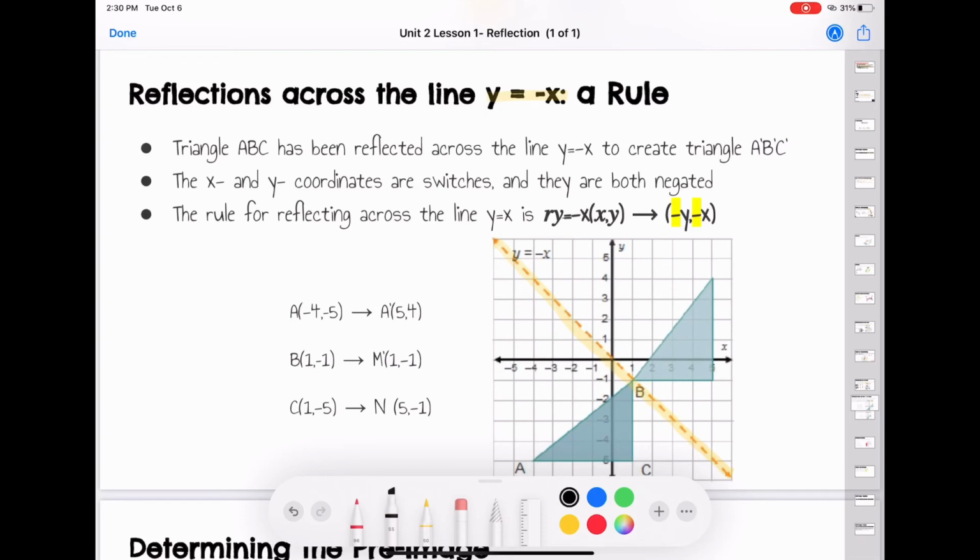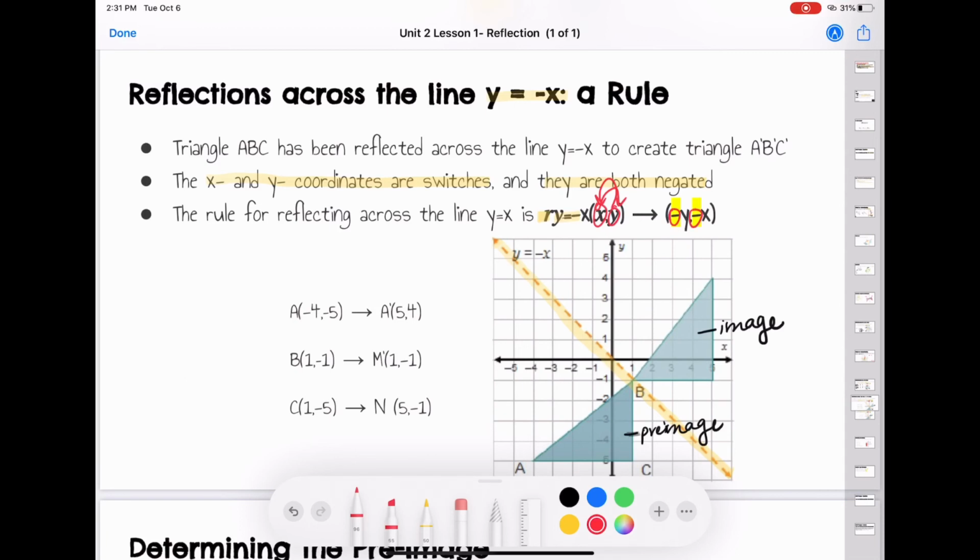As you can see here, we take our pre-image that is triangle ABC and create our image, which is triangle A prime, B prime, and C prime. And we take our pre-image and we reflect that across y equals -x. In doing so, the x and y coordinates are switched and they are both negated. This means that when we have a reflection of y equals -x, the x and y coordinates are in fact switched, and then after they are switched, they are negated.